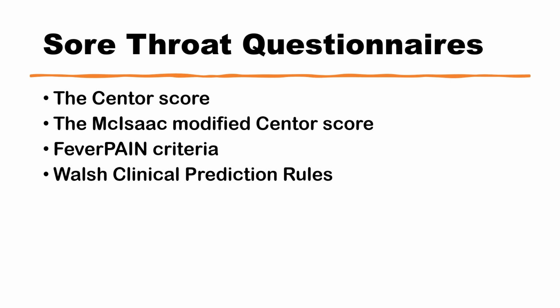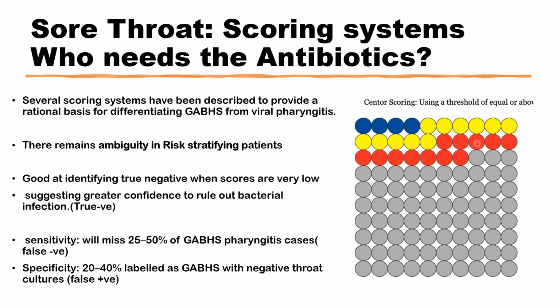Scoring systems for sore throat symptoms include the Centor score, the McIsaac modified Centor score, the FeverPAIN criteria, and the Walsh clinical prediction rules. Now let's consider this example. Say you have 100 consecutive cases of acute sore throat. You know that roughly 25% of those 100 patients would have a group A beta hemolytic strep, and those are the patients that would require or benefit from the antibiotics.